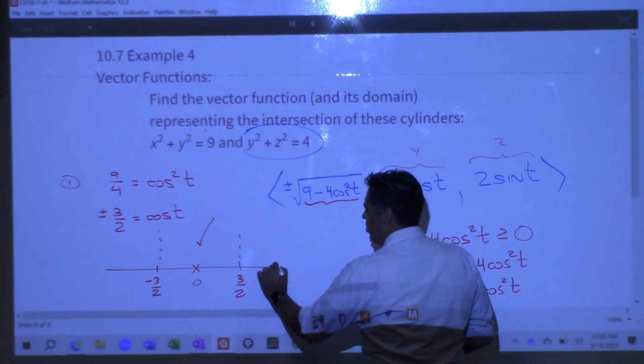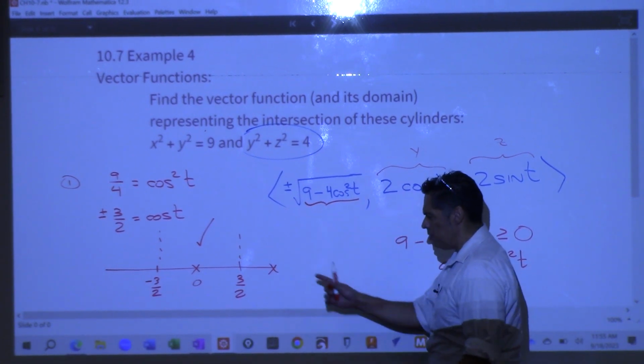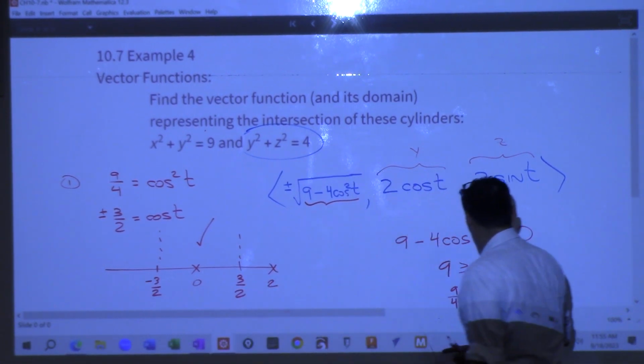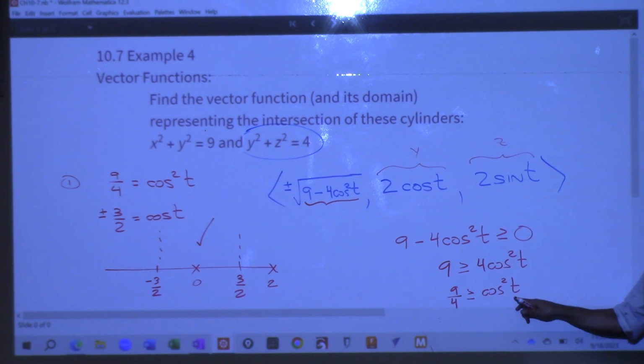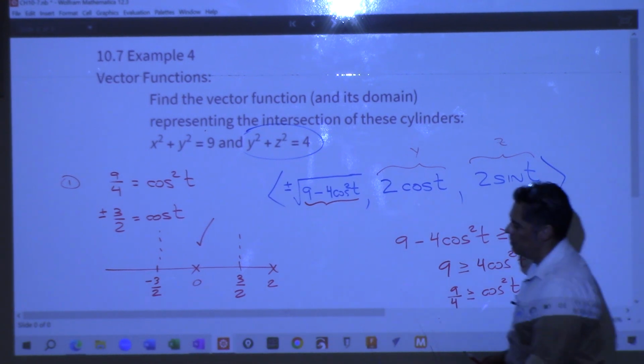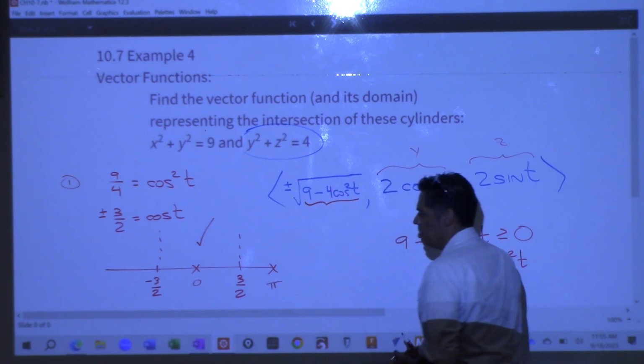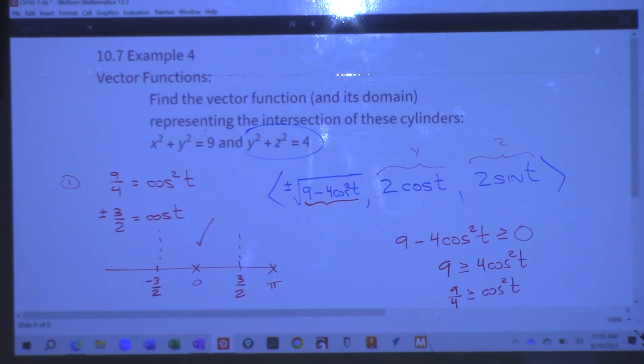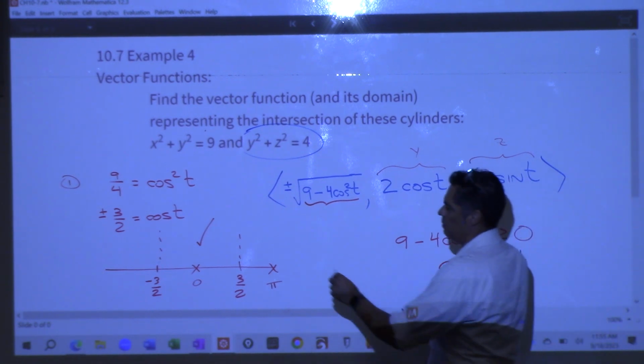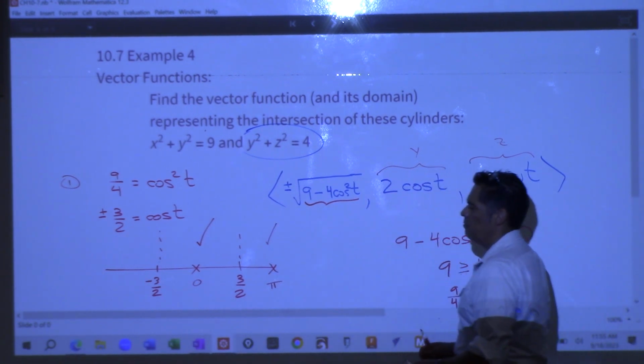Now let's pick a number out here. Something bigger. 2? Okay. What's cosine of 2? You want to do pi? Yeah. Pi? Okay. Cosine of pi is -1. -1 squared? 1. Does that work? Yes. What about the other side?